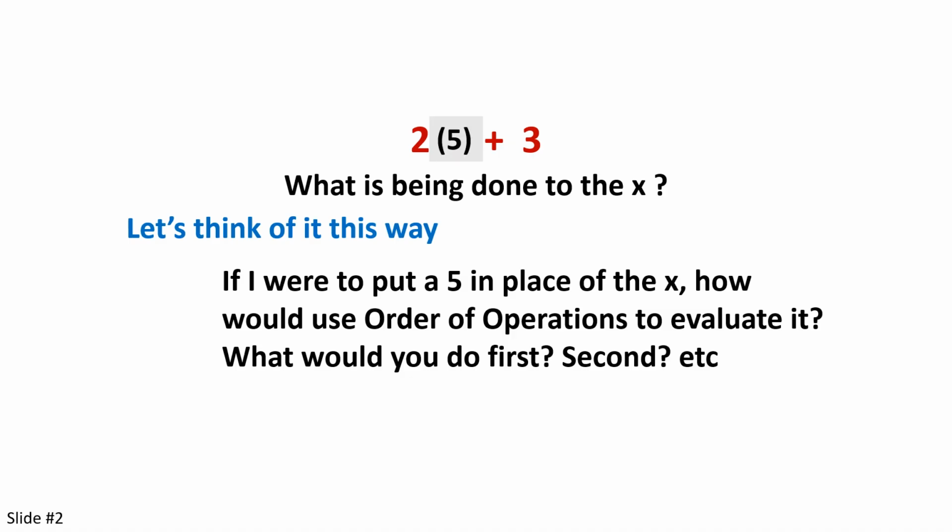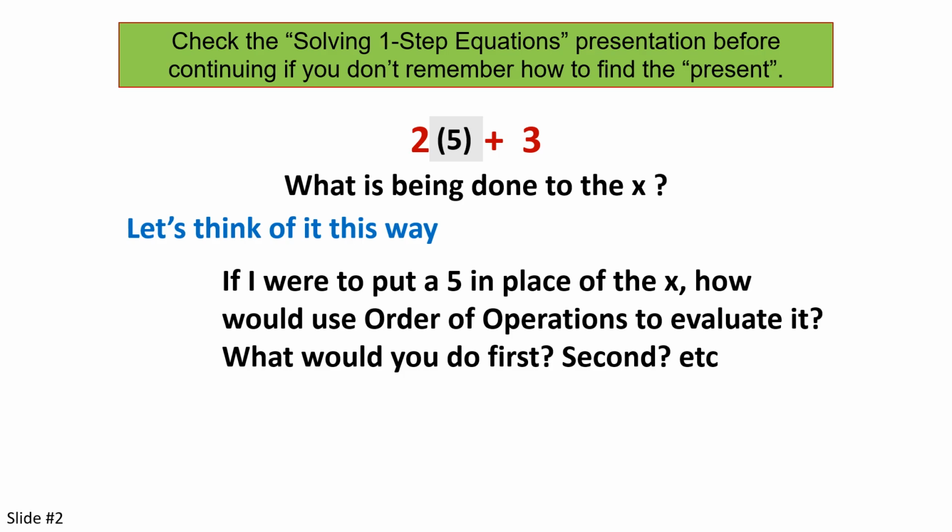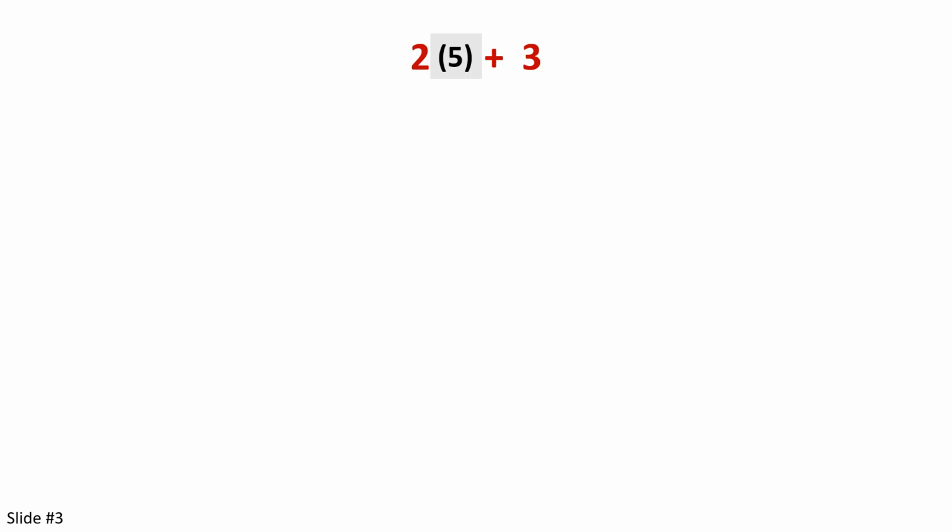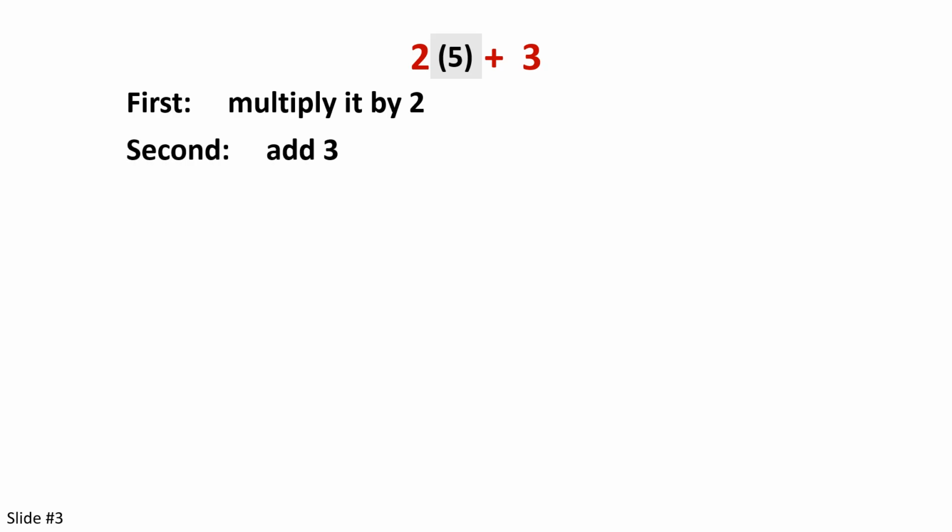So I'm going to put a 5 there. Now you can always check the solving one-step equations presentation before continuing if you don't remember how to find the present, when I talked about wrapping a present, in which case the 5 would be that. So what would we do first? We would multiply by 2. And then the next thing we would do is add 3, which of course would give us 13.